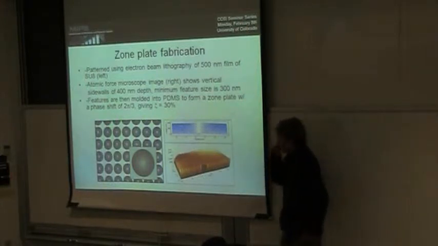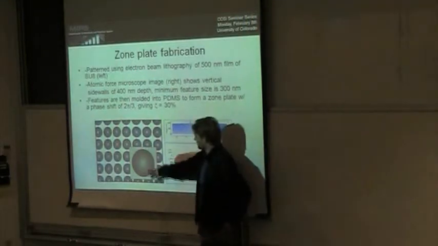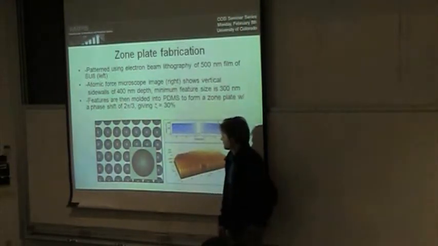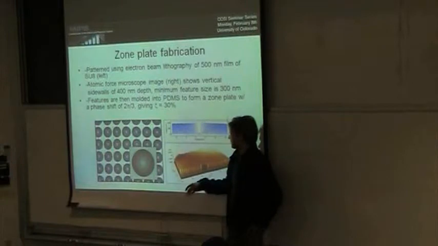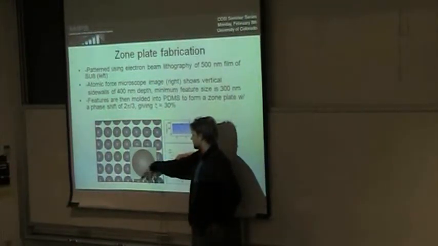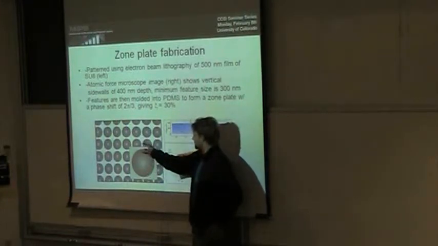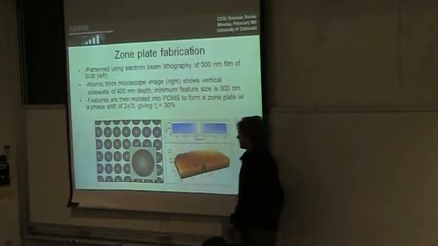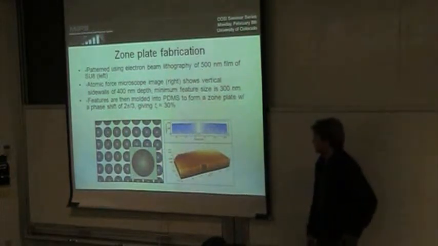So we spin on a film of SU8, which is both a photoresist and an E-beam resist, but we use it as an E-beam resist in this case. We pattern this with electron beam lithography, develop it, and then this is the master. And from this master, we can mold replicas very easily.